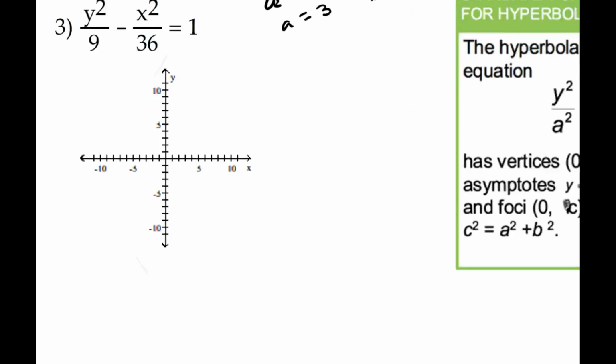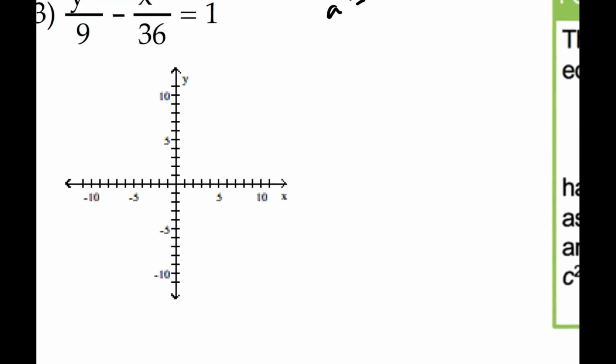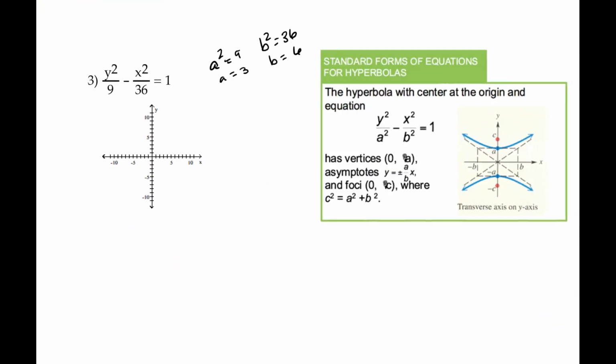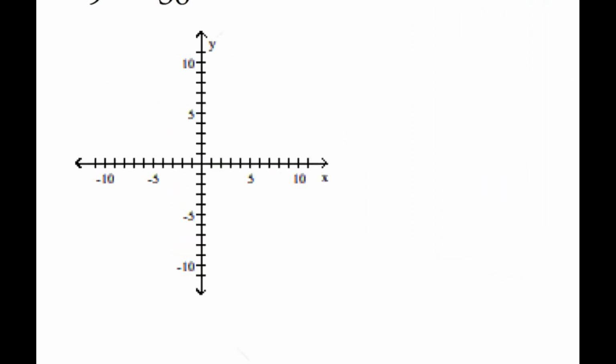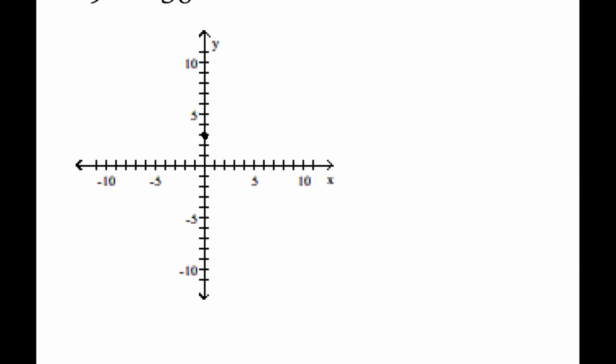If a is 3, 1, 2, 3, and let's pick a different color again. Right there, and then 6 and 6 right there. So we're going to use that as our basis. I'm going to pause for a second, and when we come back, we're going to have a beautiful set of guidelines for us, and then we'll draw our hyperbola.